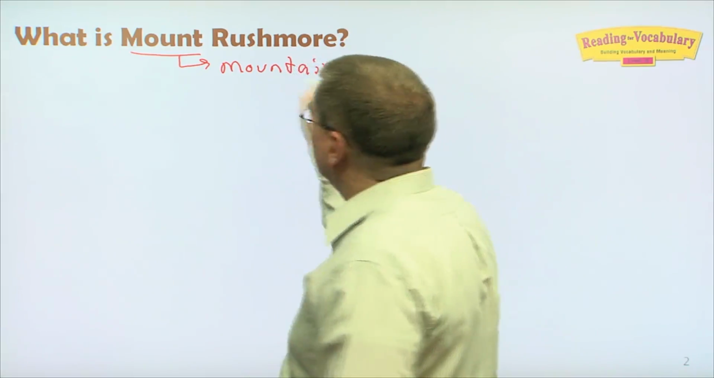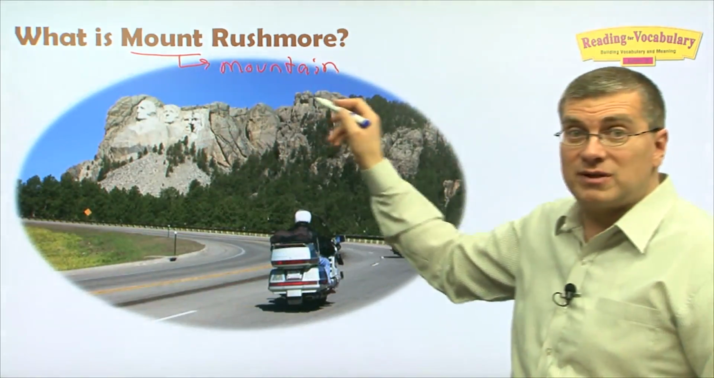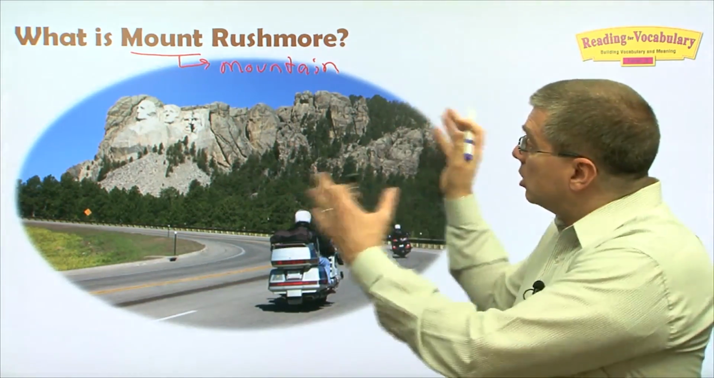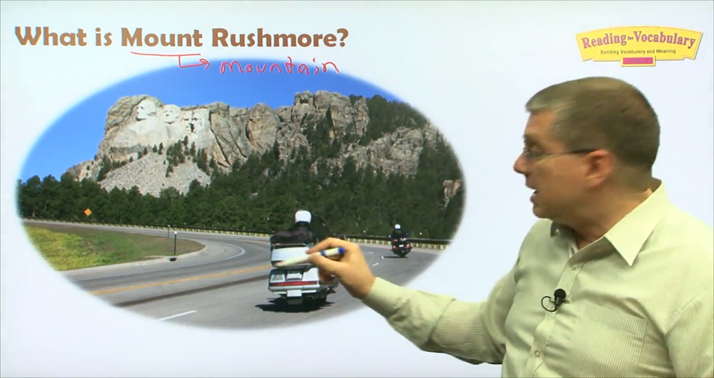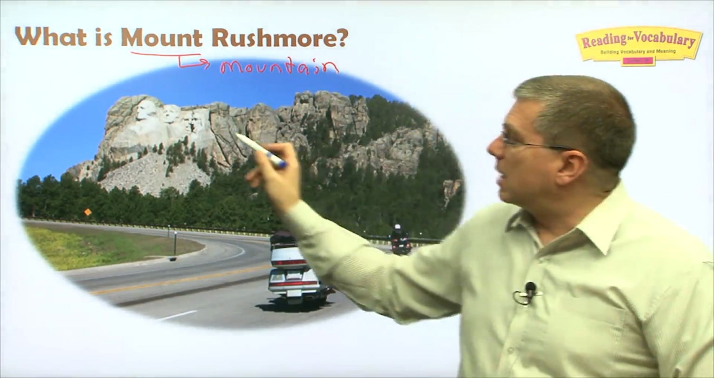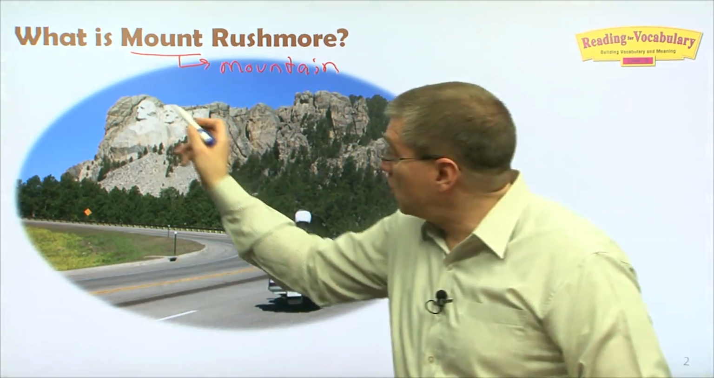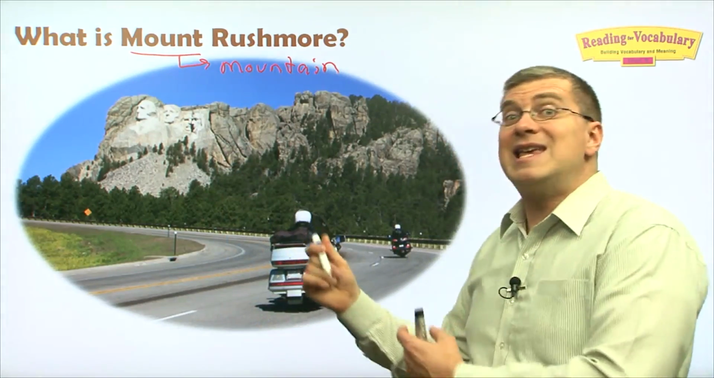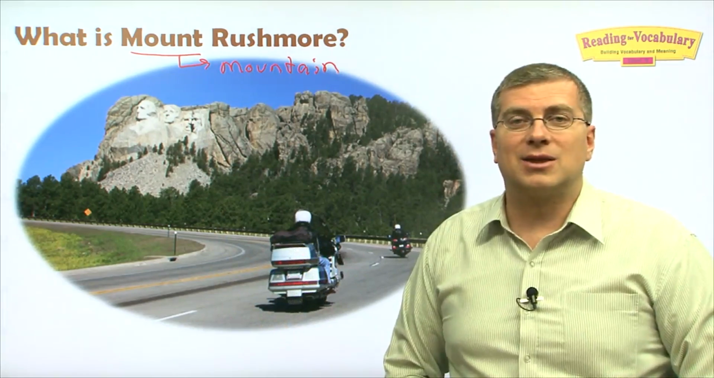Mountain. And as we can see, whoa, there it is. This is a mountain. It's one big rock. That's amazing. Look at how big it is. Here are a couple of people on motorcycles. Here's a road. And look at how big this rock is. Now, can you see something special about this mountain? Sure, there are some faces in the mountain. How did they get there? Well, we'll figure that out when we look at the reading.